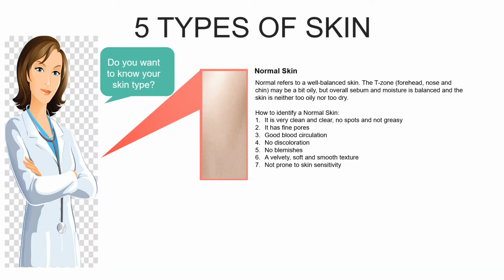Normal skin. Normal skin refers to a well-balanced skin. The T-zone, forehead, nose, and chin may be a bit oily, but overall sebum production and moisture is balanced, and the skin is neither too dry nor too oily.